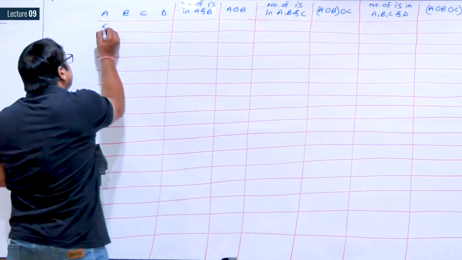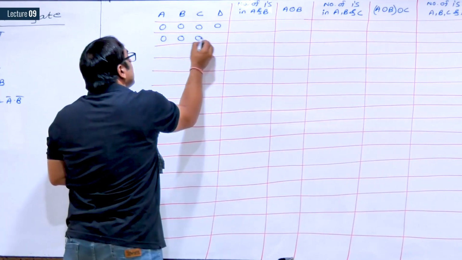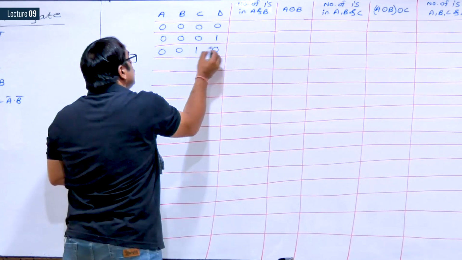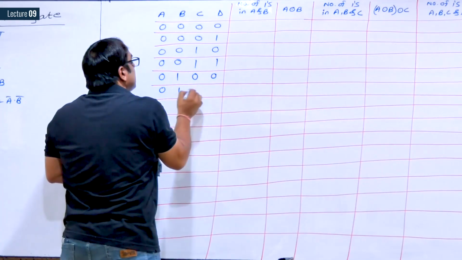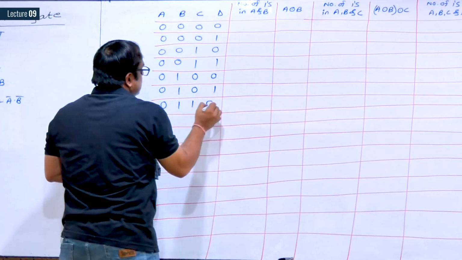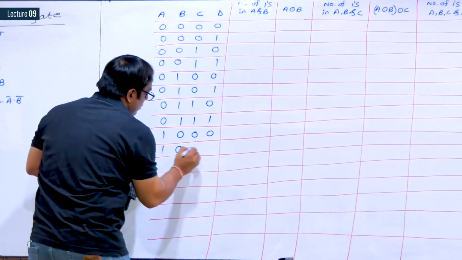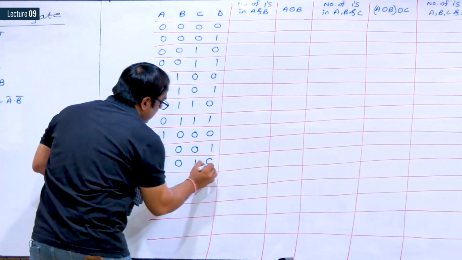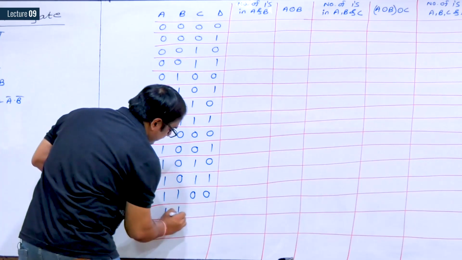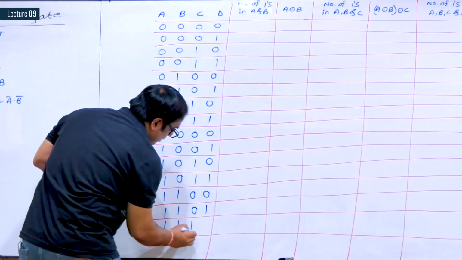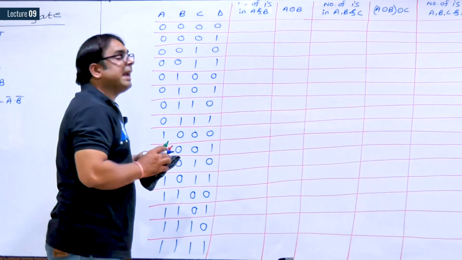First of all, let me write the 16 combinations. Combination 0, 1, 2, 3, 4, 5, 6, 7, 8, 9, 10, 11, 12, 13, 14 and 15.